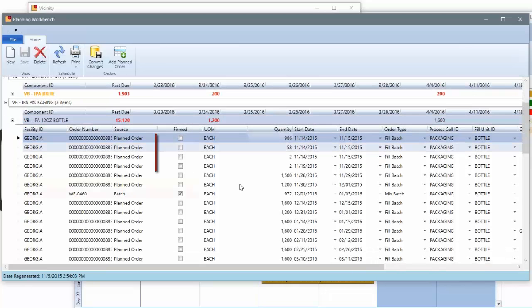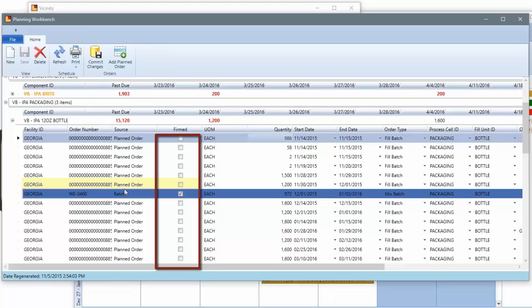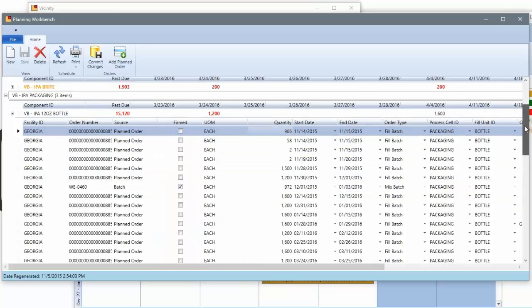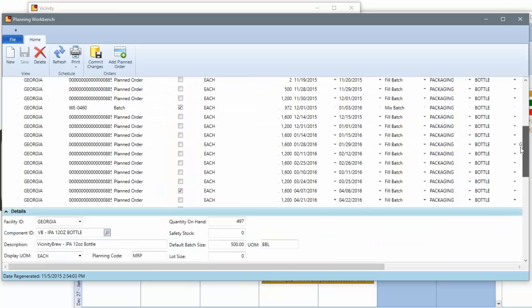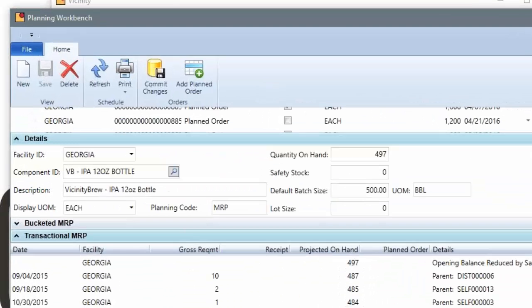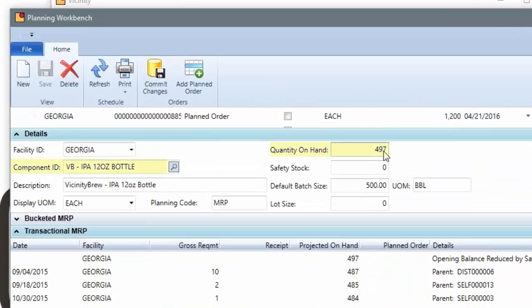So these are all planned orders and or scheduled batches. So once I convert something to a planned order to a batch, it's firmed by definition. I've already looked at it. So let's scroll down a little bit and see the details of what this is seeing. So this quantity on hand is an inventory. This is what I've got available. We happen to be looking at bottles of beer, and it's there. It's being taken into consideration.